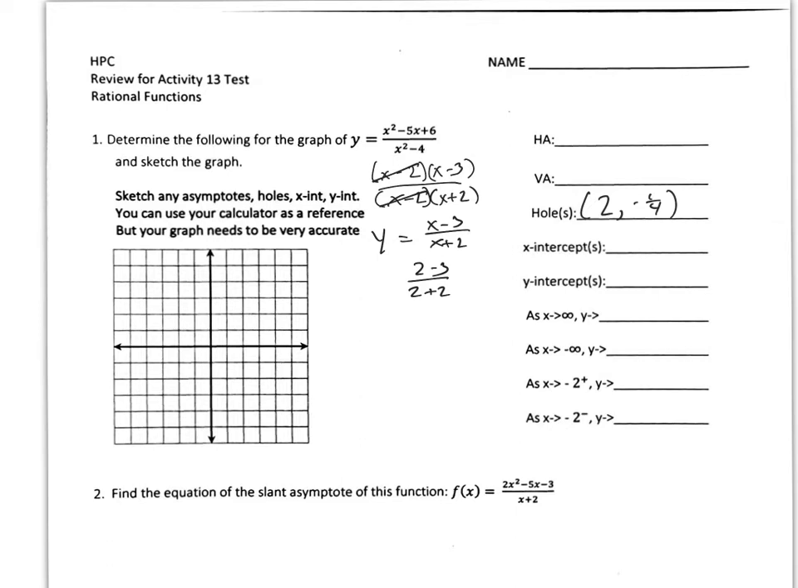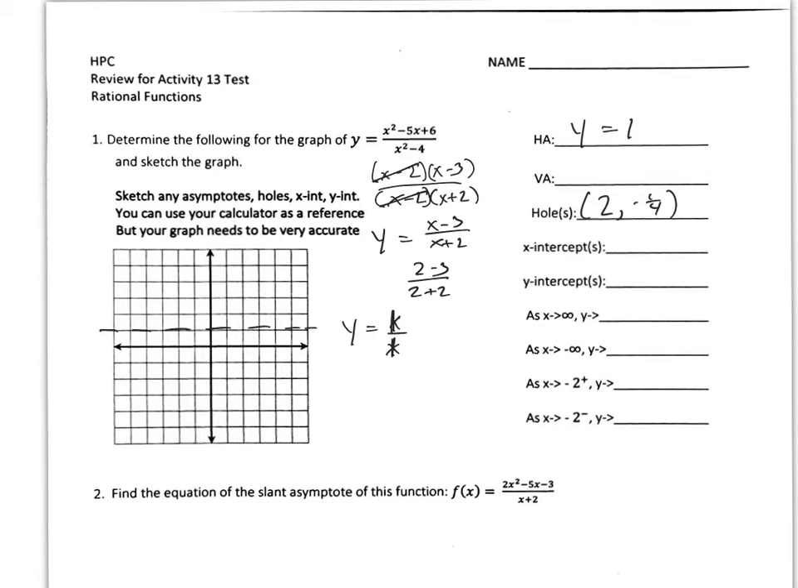Horizontal asymptote comes from looking at the degree of the top, which is x, and the degree of the bottom, which is also just an x. So now we're going to do lead coefficient divided by lead coefficient. So our horizontal asymptote is at y equals 1. I'm going to put that on the graph.